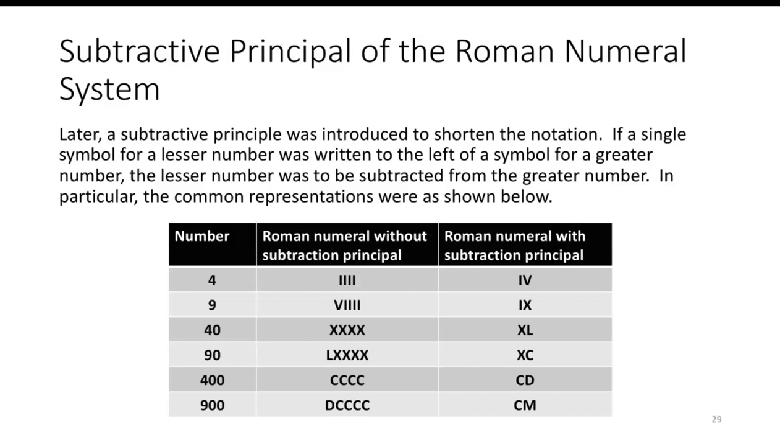9 is now IX, so 10 minus 1. 40 is XL, so the 50 for L minus 10 for X. 90 is XC, so 100 minus 10. 400 is CD, 500 minus 100. And 900 is CM, which is 1000 minus 100.